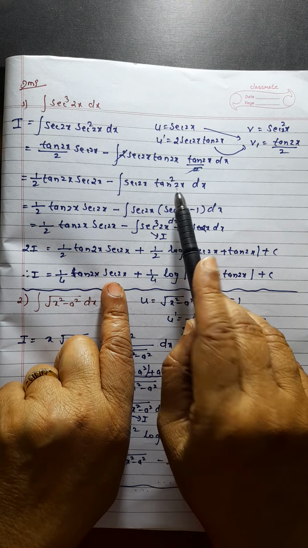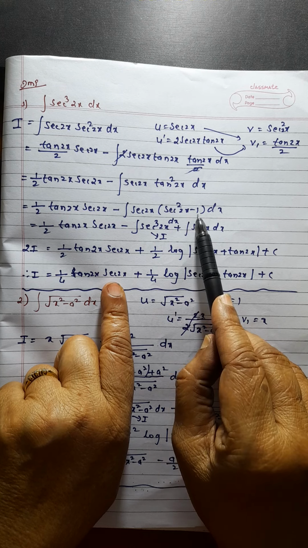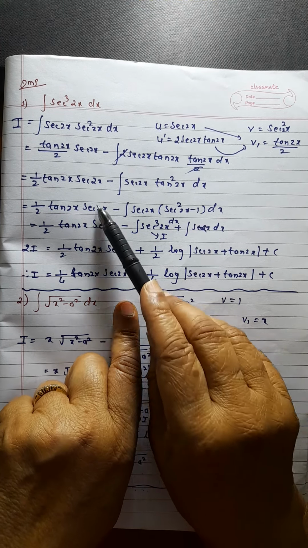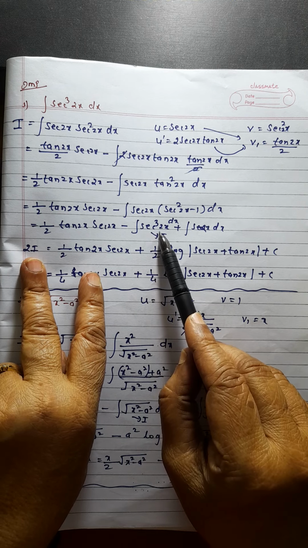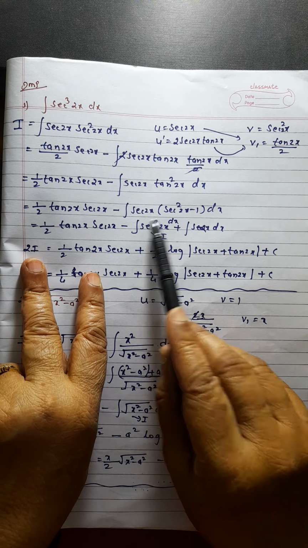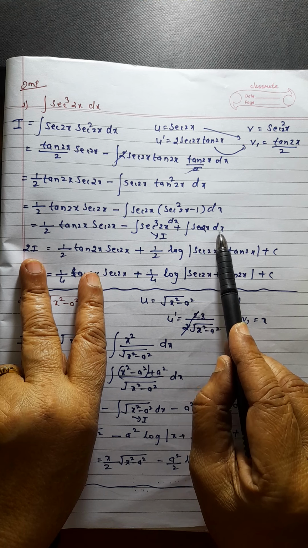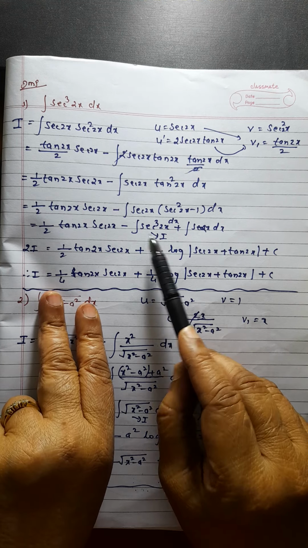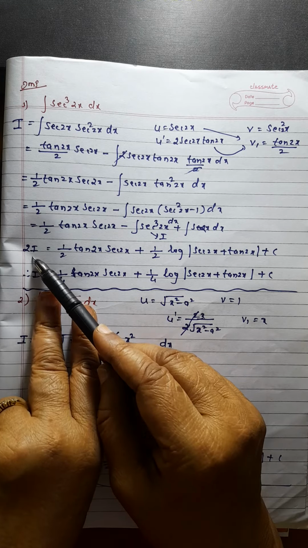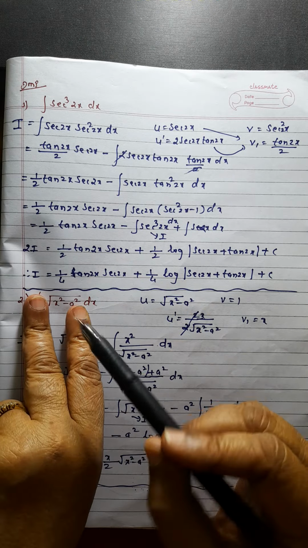Now tan square 2x, you write as sec square 2x minus 1. And this stays as it is. Next, when you multiply and take this, it will become sec cube 2x dx, and this into this is integration of sec 2x. Now this is nothing but I. So there is no coefficient, and when I bring it here, I and that I will become 2I.